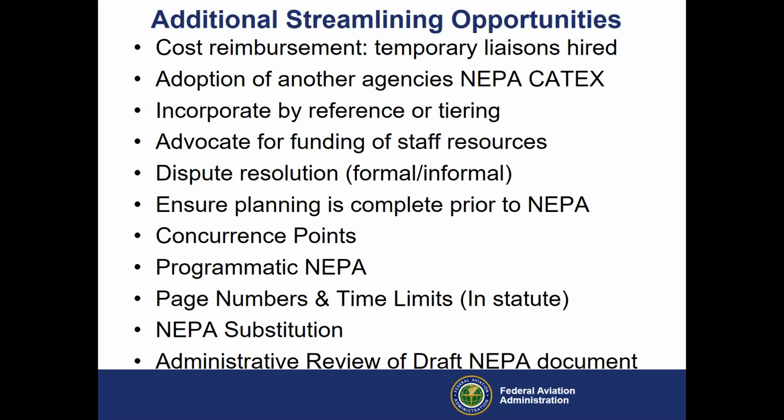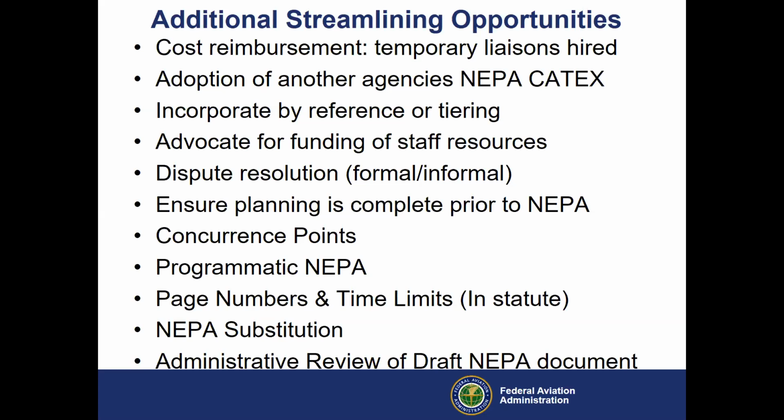So second bullet, adoption of another agency's NEPA. We'll talk about this in a number of slides, but with the new NEPA overhaul, there's a proposal out there to, let's say we have an FAA project, but if you look at some of the Fed Highway regs, you might have some sort of project that might apply to those Fed Highway regs and you could CAT-X it. So another streamlining opportunity out there.